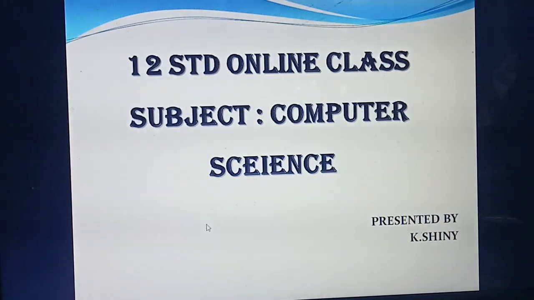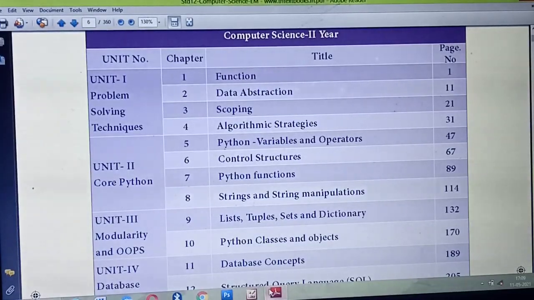I am Shiny, your computer science teacher. Already I handled your 11th standard portions. Okay. Before I start your 12th standard portions, I am giving an introduction about 12th standard. What are the things you are going to study in 12th standard? Okay. Before that, I am going to ask what things you have studied in 11th standard?